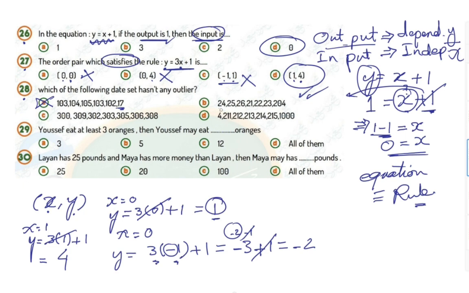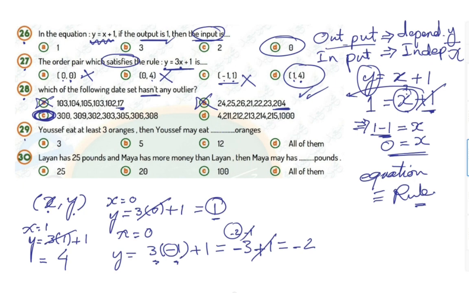Look here: 24, 25, 26, 21, 22, 23, 204. This value is an outlier. Look here: 300, 309, 302, 303, 305, 306, 308. There is no outlier here. There is no outlier here, so the correct choice is option C.